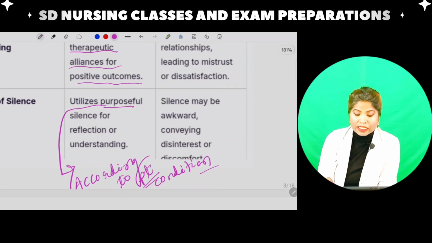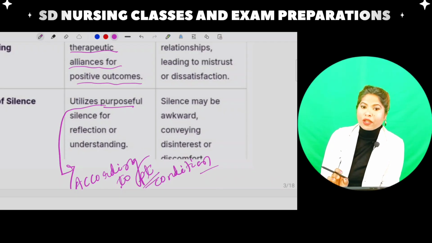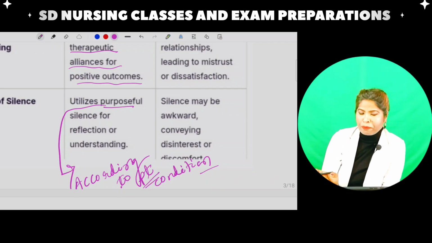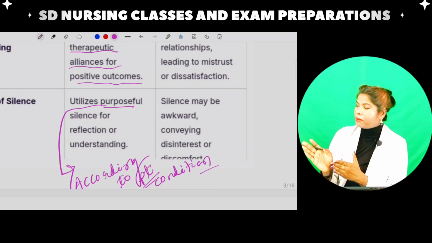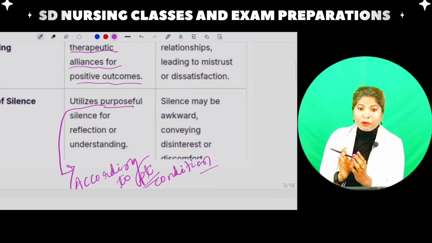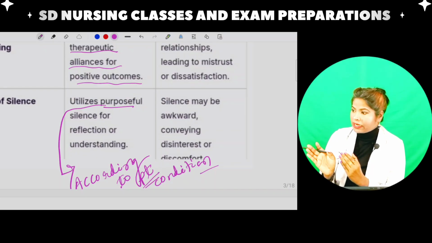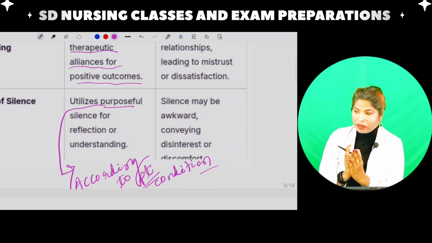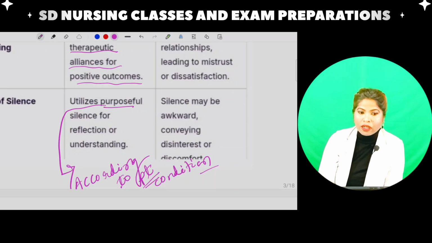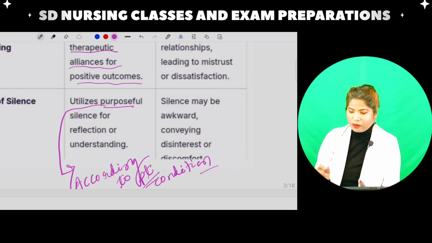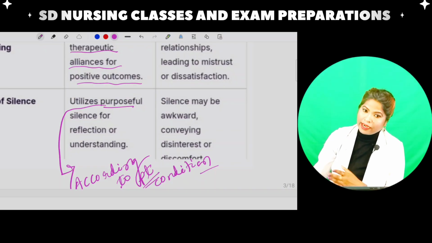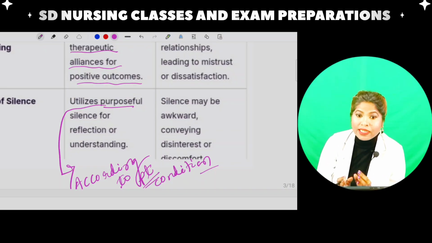But here silence may be awkward, conveying disinterest. Sometimes you unnecessarily show silence. You don't want to talk to the patient, disinterest, and because of that silence, you directly go to the patient room and you do not show any type of gesture. You will not say good words, like good morning. You are not wishing the patient, simply you are just going and seeing the file and what all things you have to do. You just did that and you went. So this type of silence is really awkward.